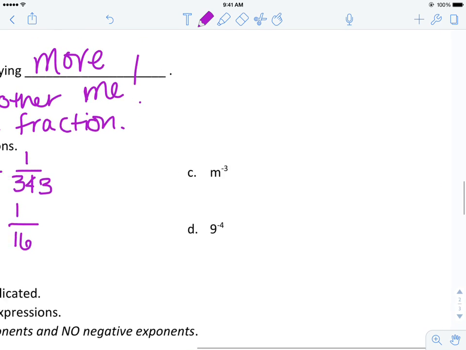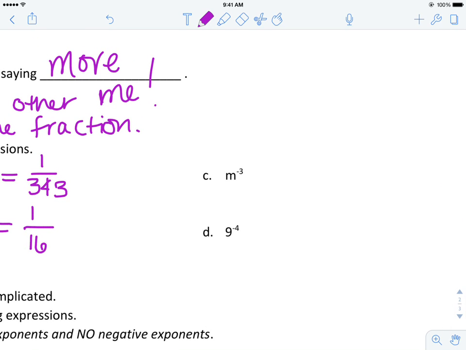Now I have a couple more over here. And I have m to the negative 3. Same thing happens. It simply goes underneath my fraction. Same thing here with 9. 1 over 9 to the 4th. Notice how the negative sign disappeared?